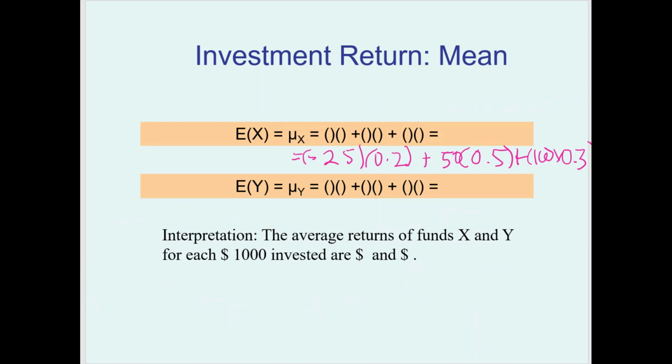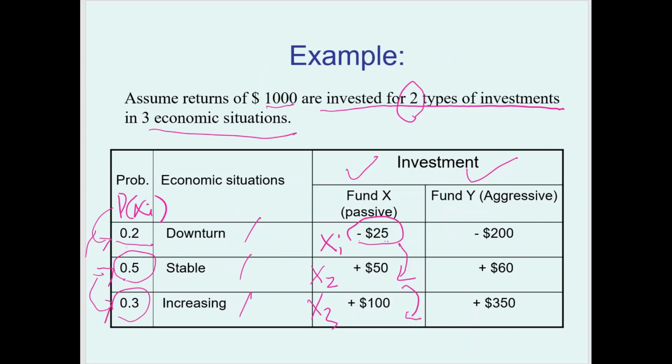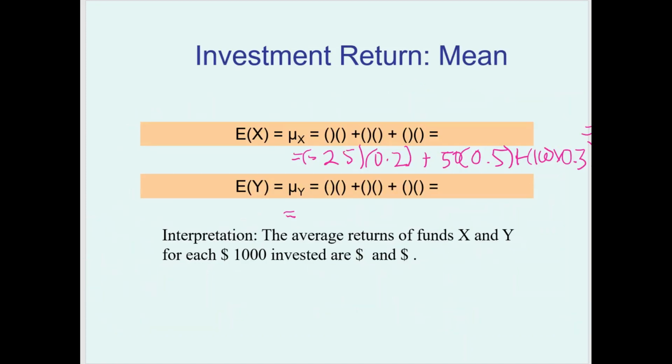Okay, so for the fund Y, the same process. You take this is for X1, right? Sorry, this is for Y1, to indicate that this is fund Y, Y1, Y2, this is Y3. So the same procedure here. This will be equal to negative 200 times 0.2 plus 60 times 0.5 plus 350 times 0.3. So this one you should be getting 95.